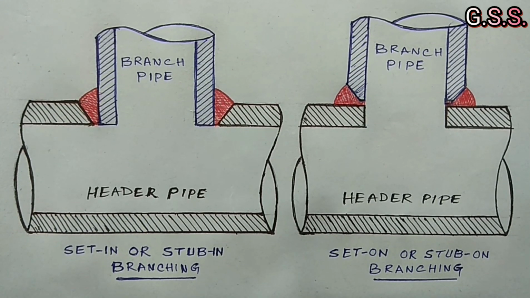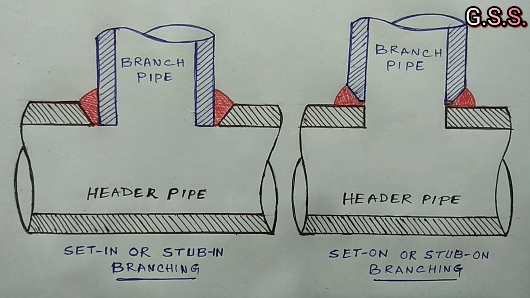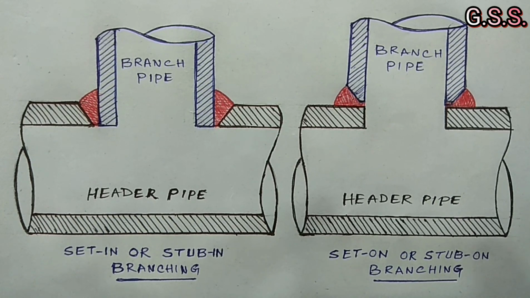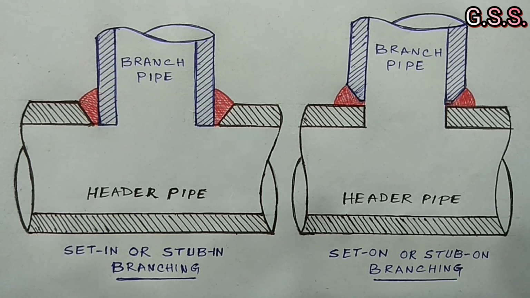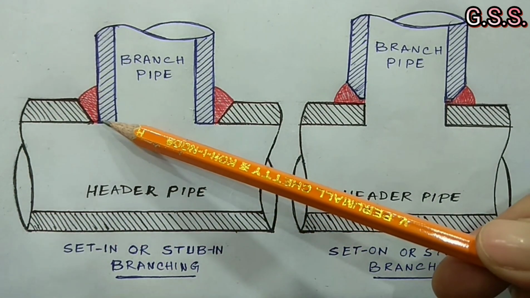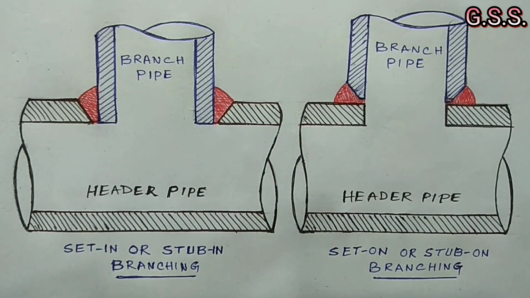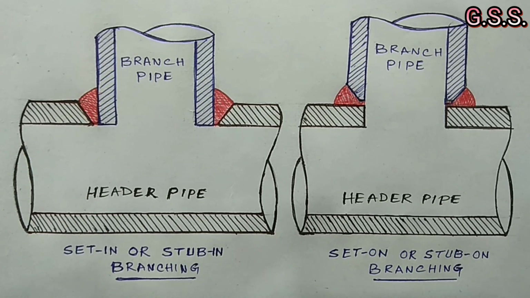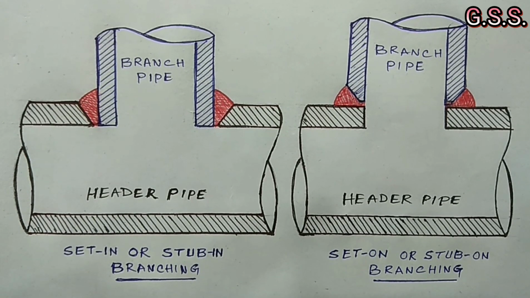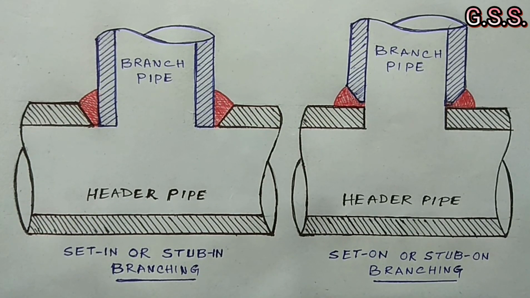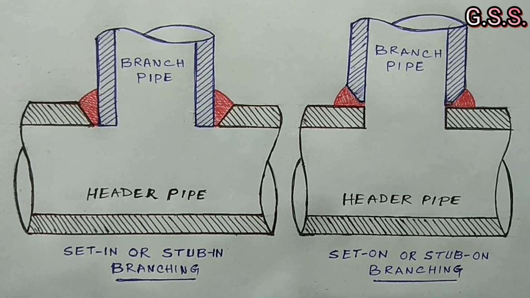Both stub-in and stub-on connections eliminate the costly T. It saves installation time also, because only one weld is required around the stub instead of three welds required for a butt weld and T. Branch connection calculation for stub in or stub on is the same as per ASME B31.3.